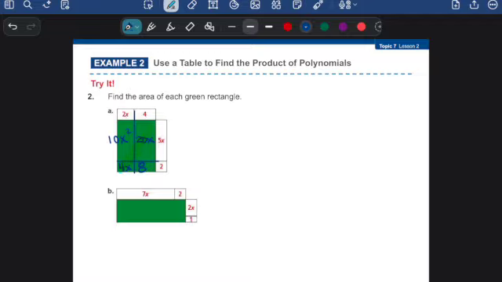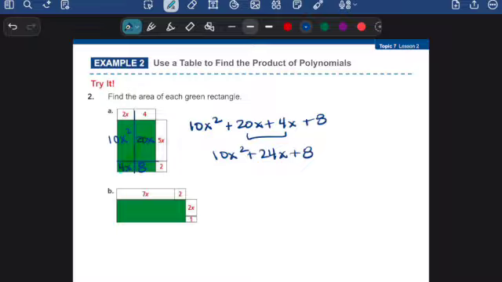And then I'm going to write starting from the upper left and work my way down to the lower right. So my first term is going to be 10x squared. Combine my diagonal terms. I'll write it out. Combine my diagonal terms. I will have 24x plus 8.